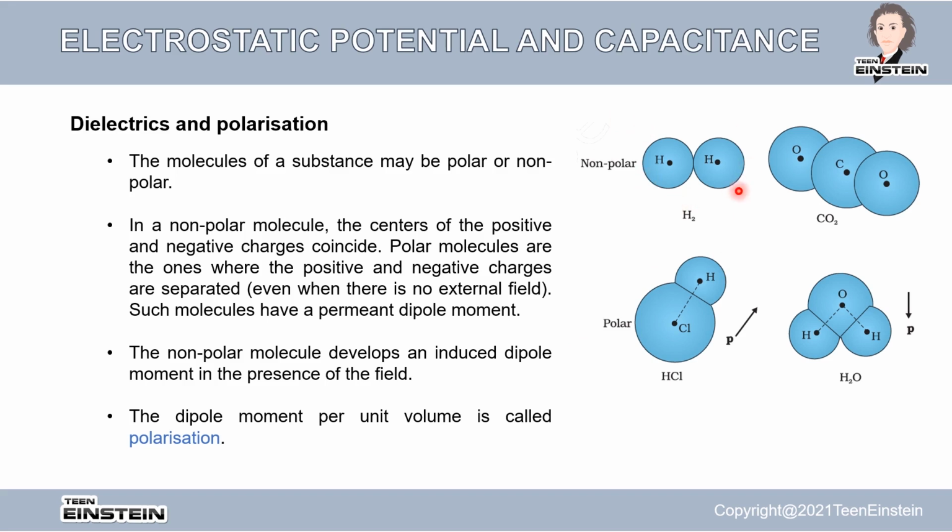If you keep this molecule in an electric field, what happens? The electrons will get attracted towards the field. For example, if the field is from left to right, let's say there is an electric field going from left to right, the electrons will move towards the left and the positive charges will move towards the right. So this creates a dipole moment. This is called induced dipole moment. So in the case of non-polar molecules, there is an induced dipole moment created because of the field.